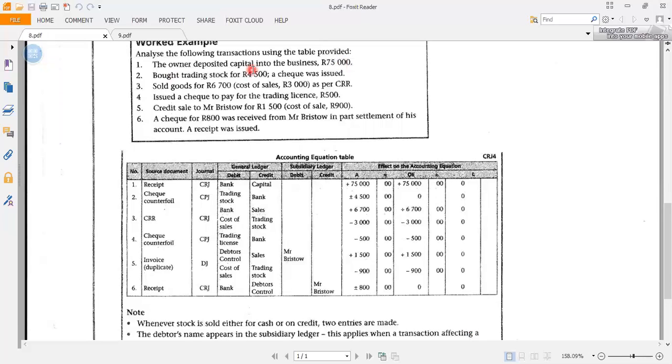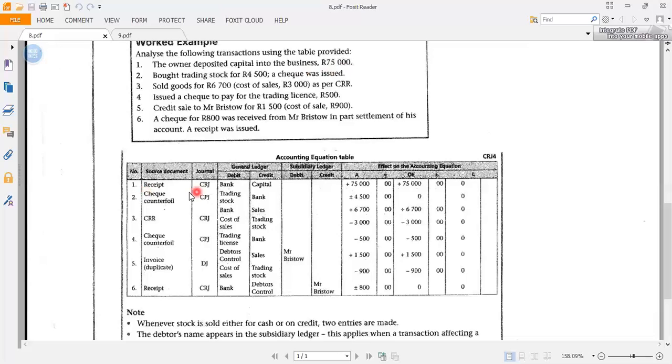The owner deposited capital into the business, 75,000 Rand. Right. What is the business doing in this transaction? It is receiving money, am I right? Because it's into the business. The business is receiving money, so it has to issue a receipt. Remember, I've also told you behind every transaction is a story. For this, the owner decided, let's put in some money into our business, the amount of 75,000 Rand. So the business is now receiving that money, which it has to issue a receipt for the amount of 75,000.